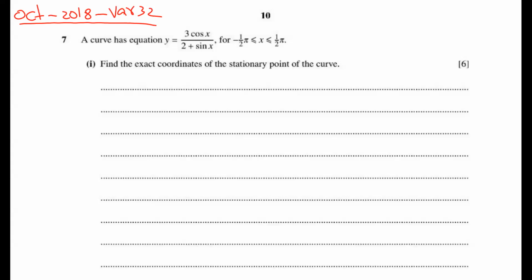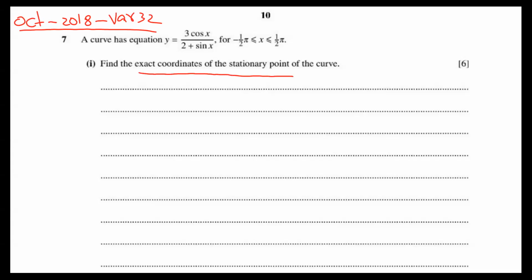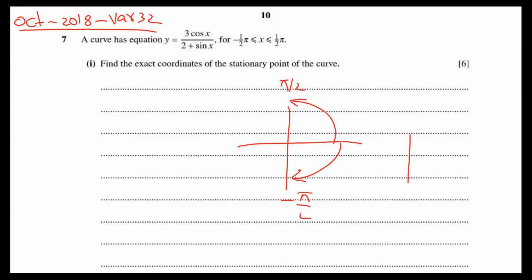So, the question given here: find the exact coordinates of the stationary points of the curve, and x must be in this domain from negative pi by 2 to pi by 2. From 0 upwards is pi by 2 positively, and backwards is negative pi by 2. It means your answer comes in the first quadrant and the fourth quadrant. Second and third quadrant are not acceptable. So these are the answers we are looking for.